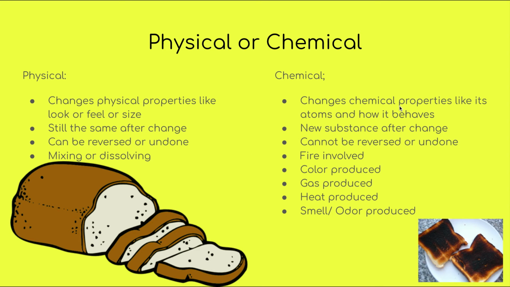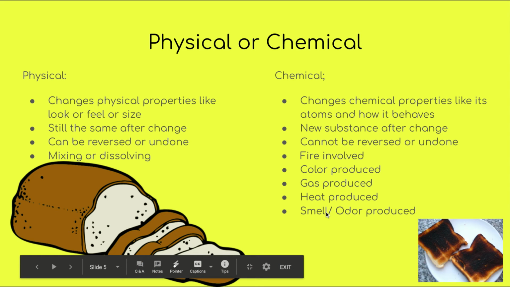Chemical changes, we change the chemical properties, like its atoms down to an atom level, and we change how it behaves. A new substance is formed after you change it. So something new comes out of the change. With a chemical change, it cannot be reversed or undone. A lot of times, chemical changes involve fire, and when you have a chemical change, it might produce a color or a gas, or you might feel heat from it. It might produce heat, and a smell or an odor is produced.